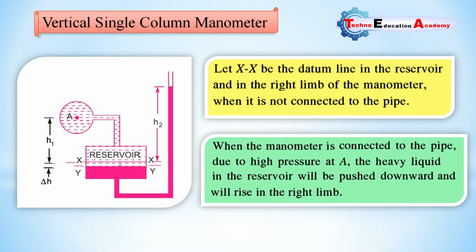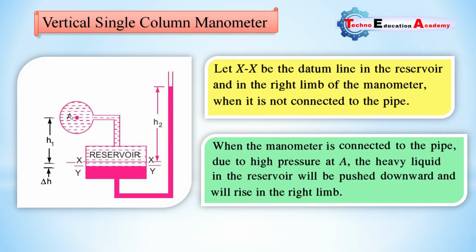So it will represent the initial position of the high dense fluid. When the manometer is connected to the pipe, due to high pressure at A, the heavy liquid in the reservoir will be pushed downward and will rise in the right limb. So at the initial level, we are considering the high dense fluid, which level is XX.